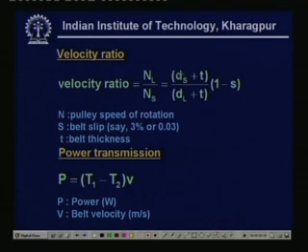That comes out in the form of these two values: ds plus t over dl, where ds is the diameter of the smaller pulley, t is the belt thickness, and this particular term is 1 minus S. And what is this S? The S is called the belt slip.